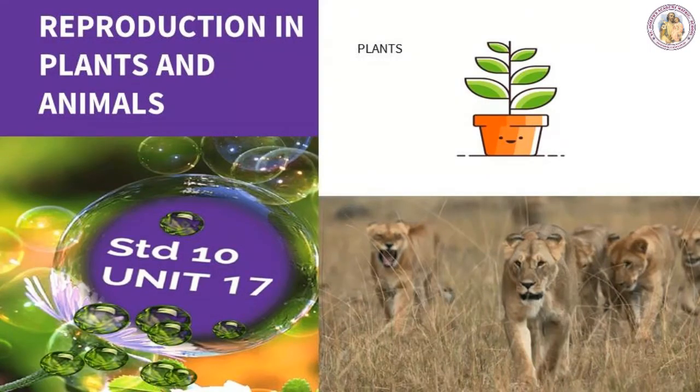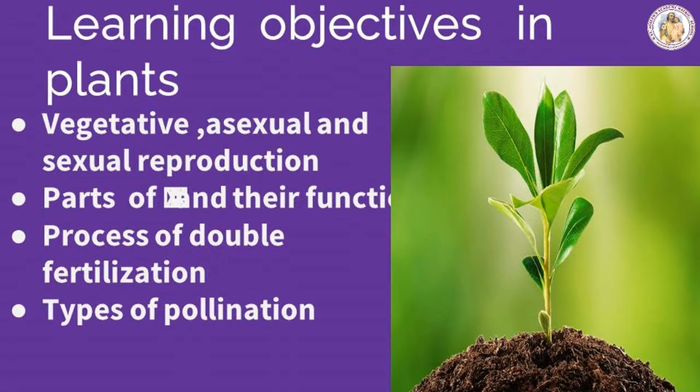Hello children, reproduction in plants and reproduction in animals. This lesson is very interesting: how reproduction takes place in plants as well as animals. All living organisms cannot survive for an indefinite period on earth, isn't it? So all living organisms have the ability to produce more of their own kind by the process called reproduction. So it is biology.